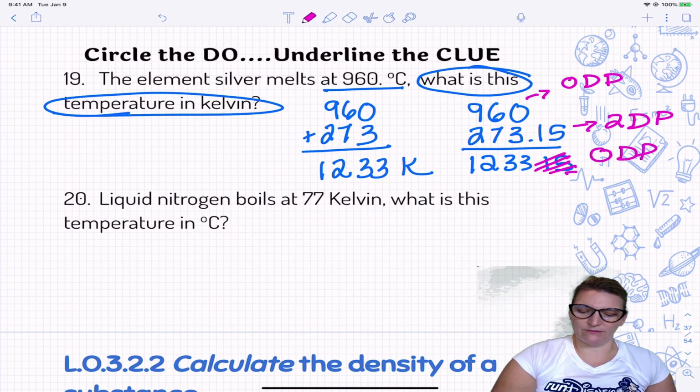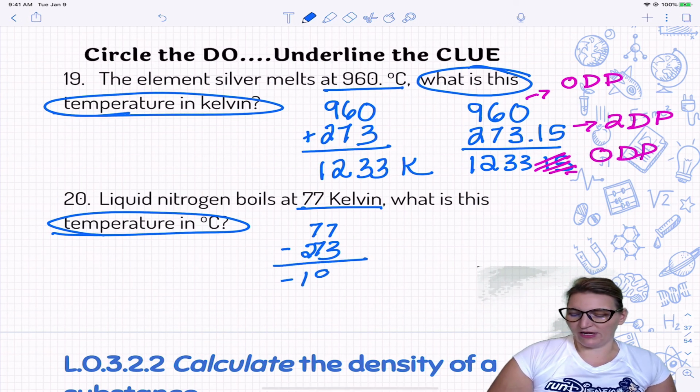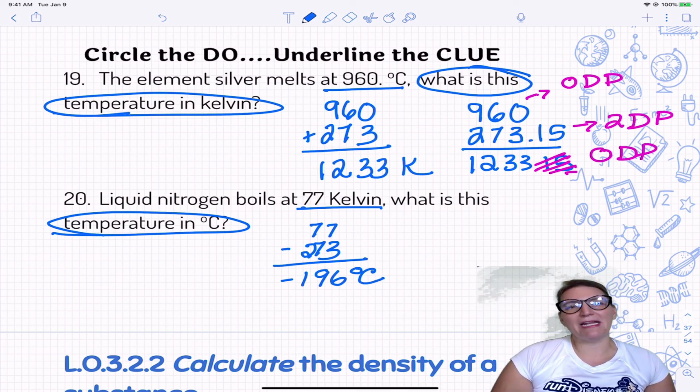Let's try the next one. Liquid nitrogen boils at 77 Kelvin. That's my clue. What is the temperature in degrees Celsius? I take my 77 and subtract 273, and I wind up with negative 196 degrees Celsius. Is it okay to have a negative degrees Celsius? Sure. It's a negative Kelvin that we can't have. And again, is my Kelvin greater than the degrees Celsius? Yes, positive 77 is a much greater number than negative 196 degrees Celsius.